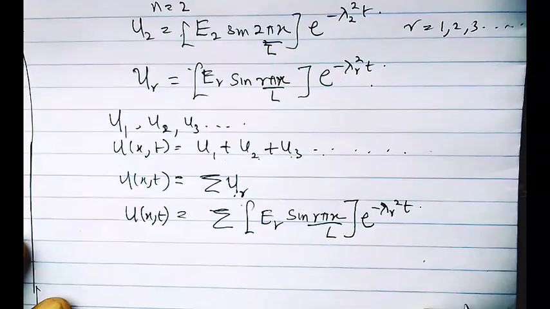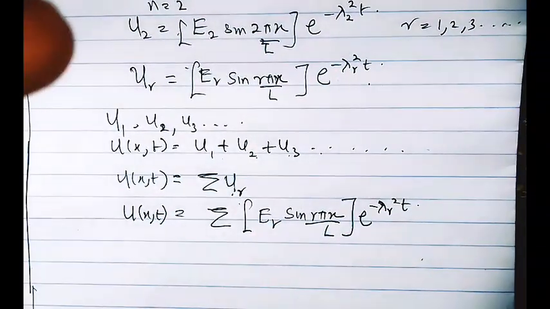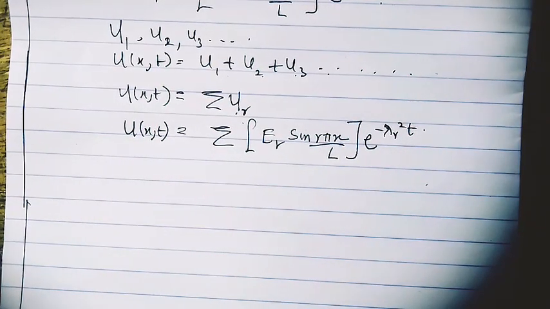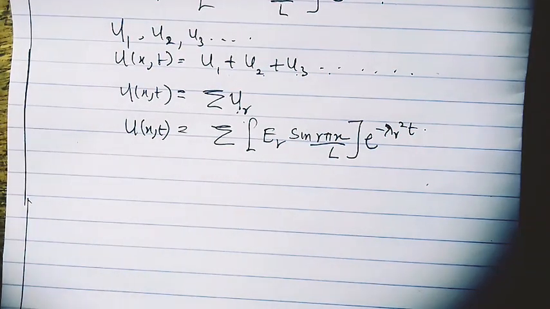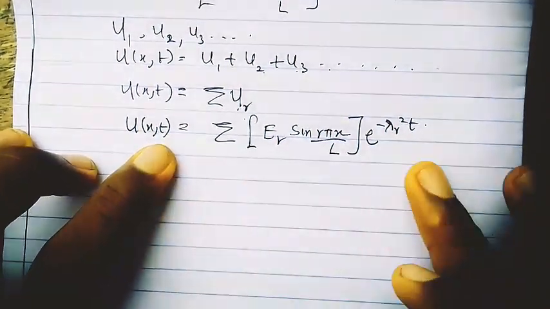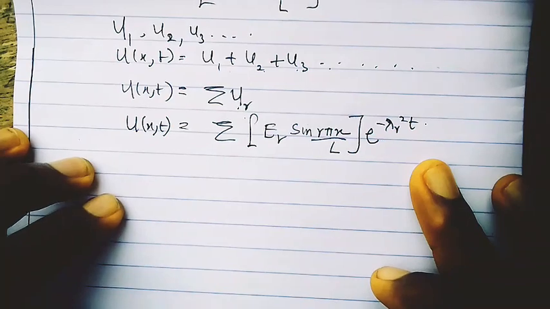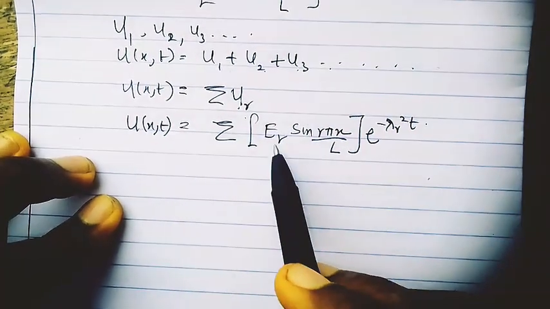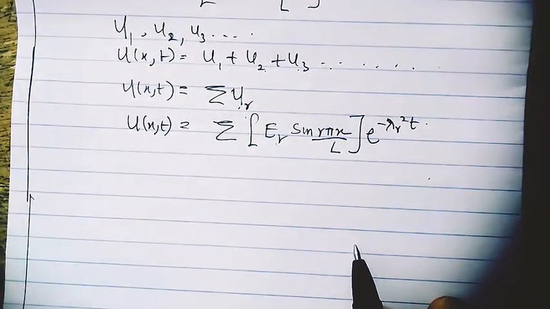So this is the solution. It looks like exactly what we are looking for. This is exactly how our solution is. But what is missing here? We don't know the value of E_r and we don't know how to calculate it.